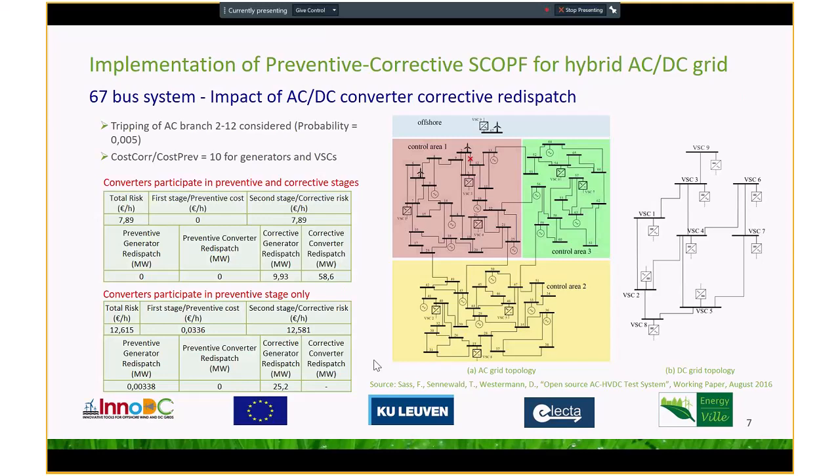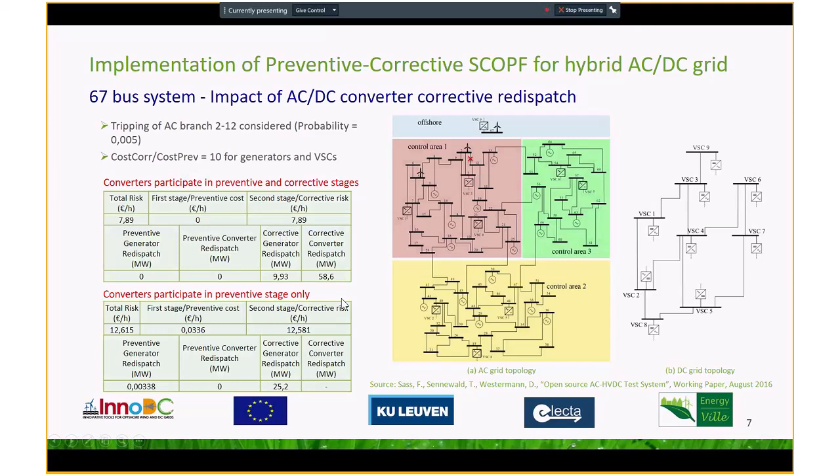Another impact that was analyzed was of the AC-DC converter corrective redispatch. In this case, the tripping of AC branch between buses 2 and 12 was considered. Firstly, the preventive corrective redispatch was run, where the converters participate in both stages. We got a total value for risk, as well as a value of corrective risk. It was seen that there is only the redispatch of generators and converters in the second stage.